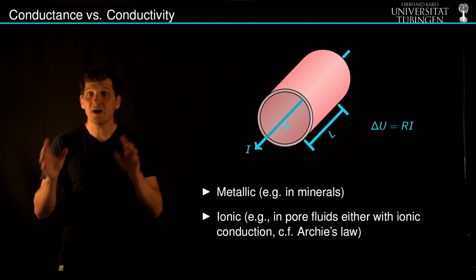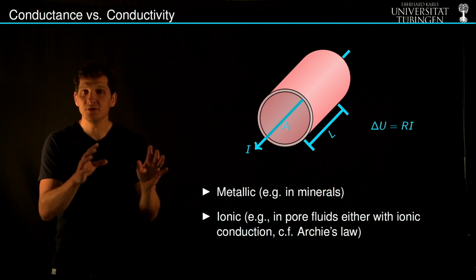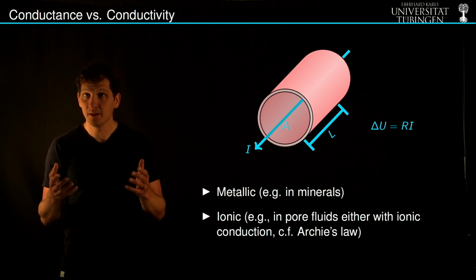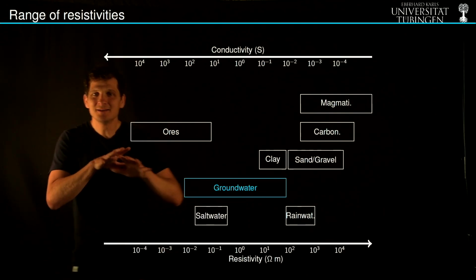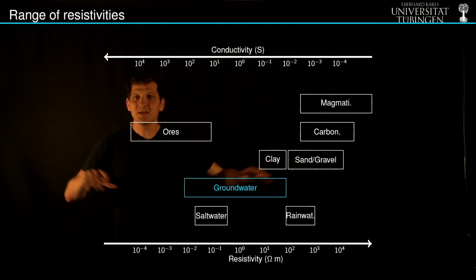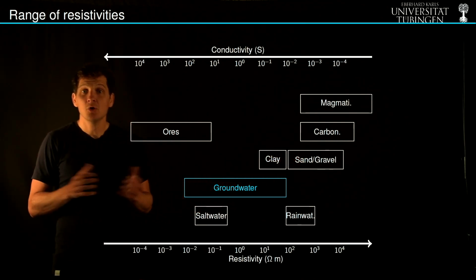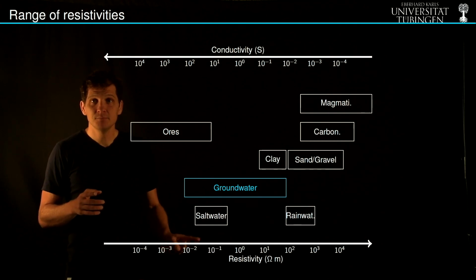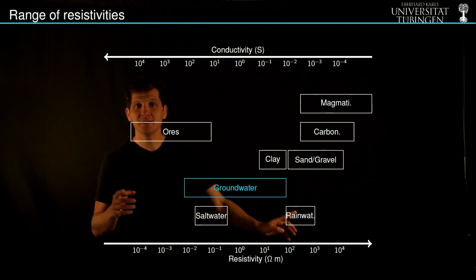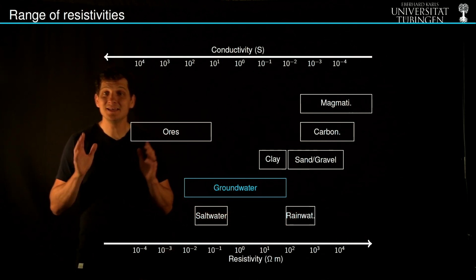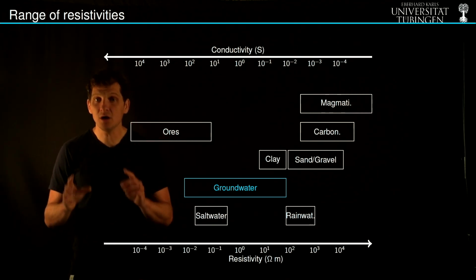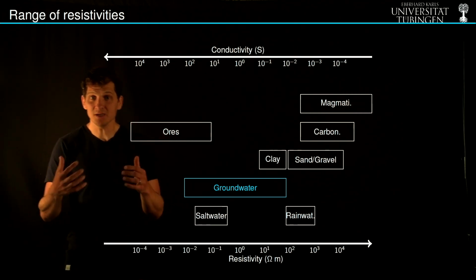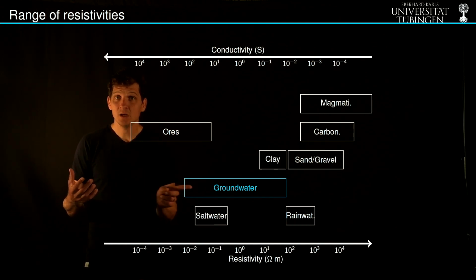And the theory of Archie's law is one avenue to go into this in more detail. However, for now, we just appreciate the wide range that the resistivity covers. For example, the difference between salt water and rainwater alone is easily 3 orders of magnitude. And this is because salt water contains much more dissolved ions.